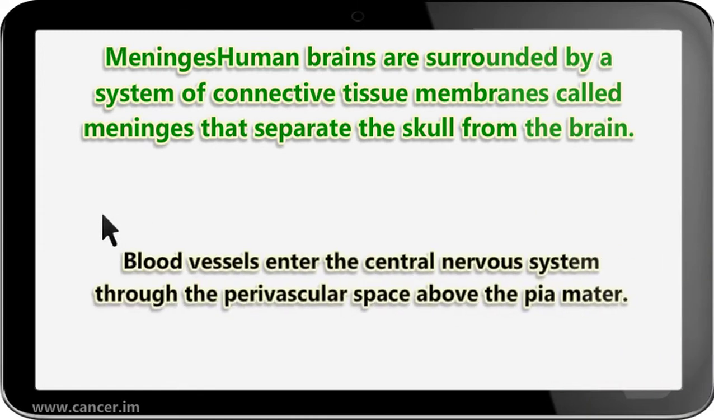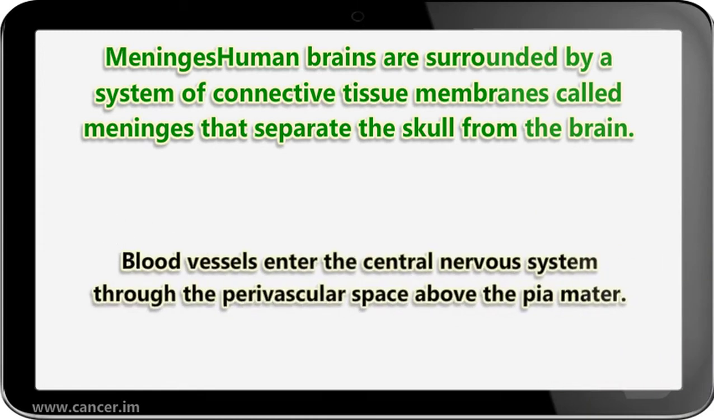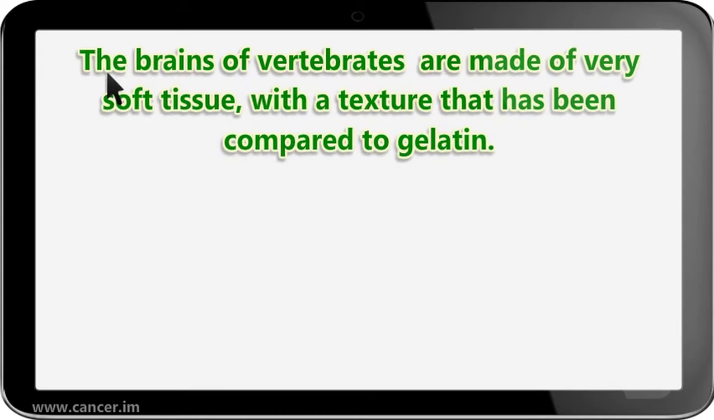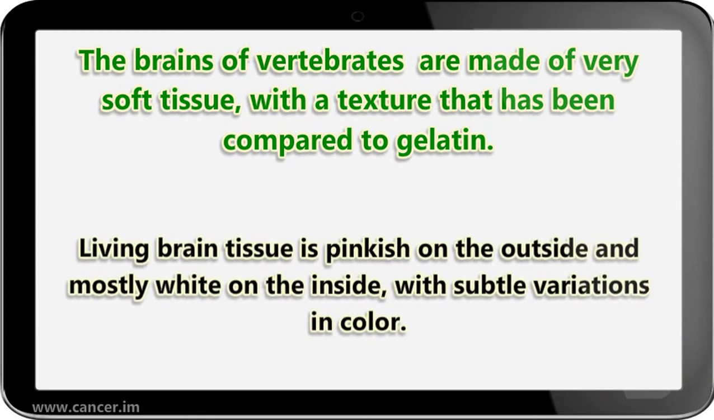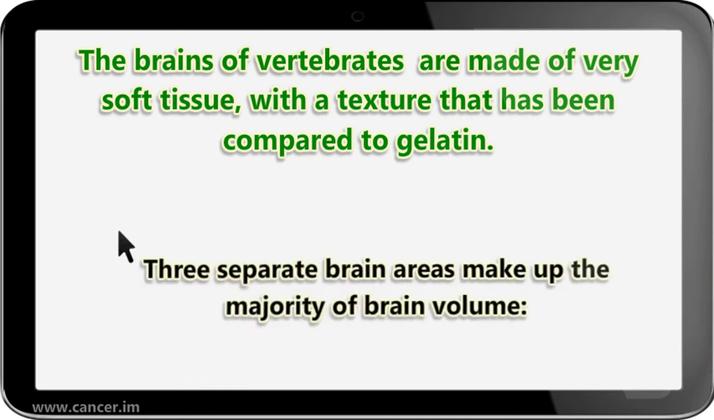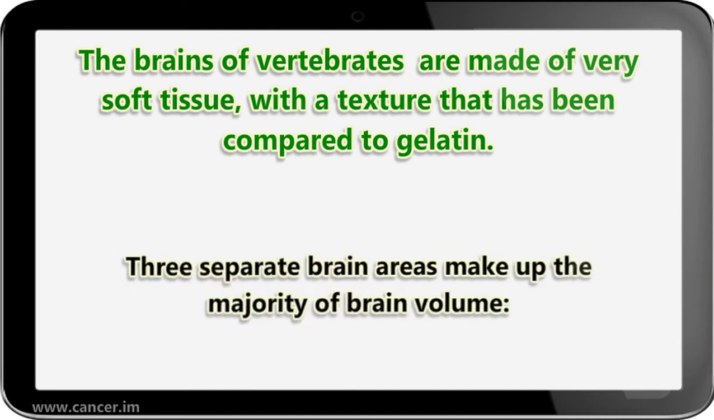Blood vessels enter the central nervous system through the perivascular space above the pia mater. The brains of vertebrates are made of very soft tissue, with a texture that has been compared to gelatin. Living brain tissue is pinkish on the outside and mostly white on the inside, with subtle variations in color. Three separate brain areas make up the majority of brain volume.